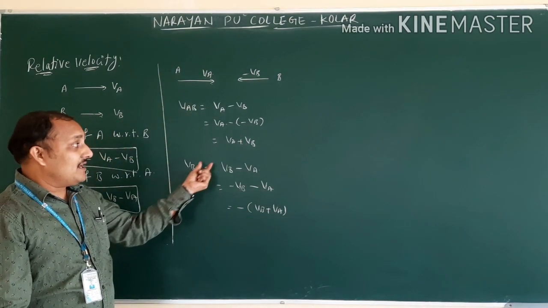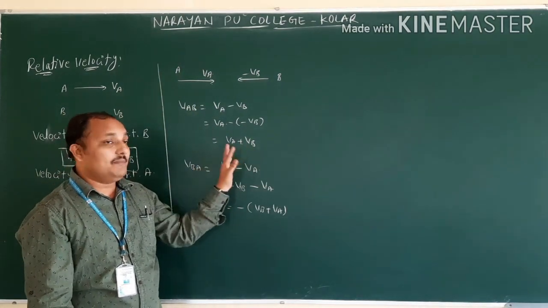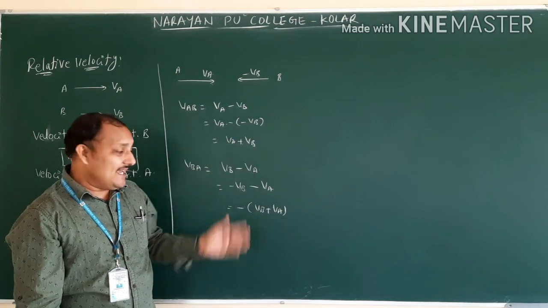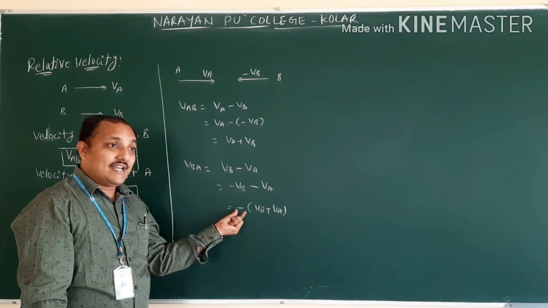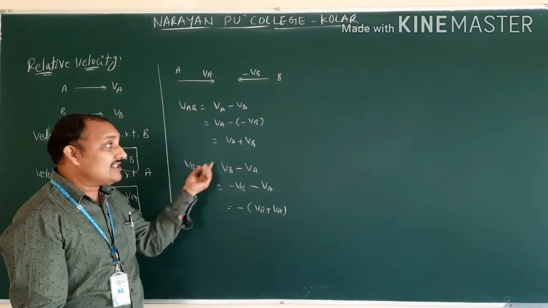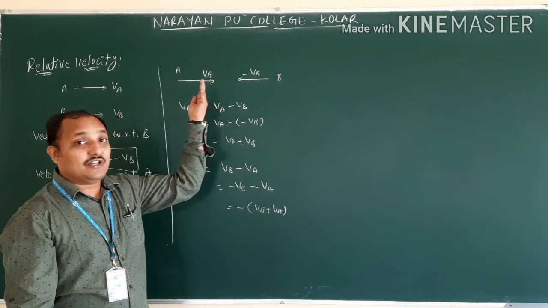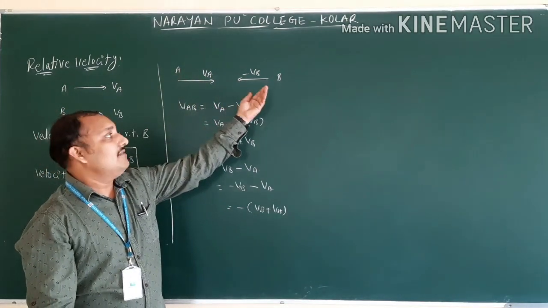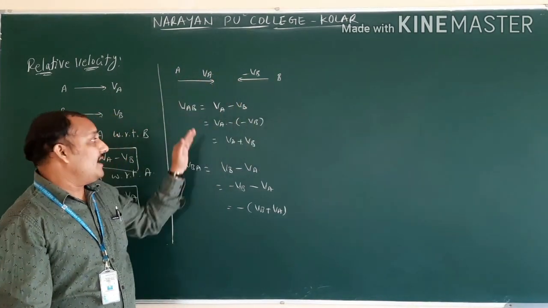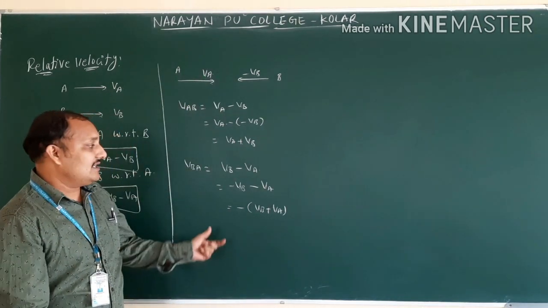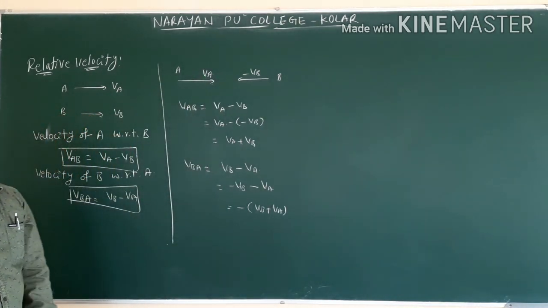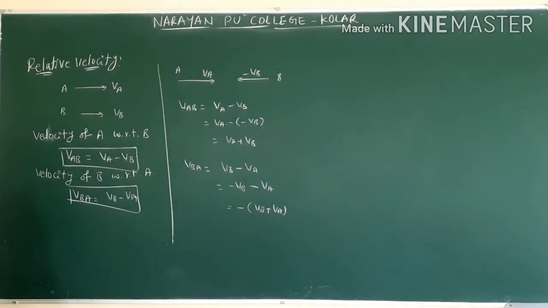The velocity of B with respect to A has the same magnitude. Whether we write VA plus VB or VB plus VA, both are the same. Here we got the same magnitude, but with a negative sign. The negative sign means the VBA direction is opposite to the direction of A, while the VAB direction is in the direction of A. So this is the concept of relative velocity when two objects move in the same direction and when they move in opposite directions.